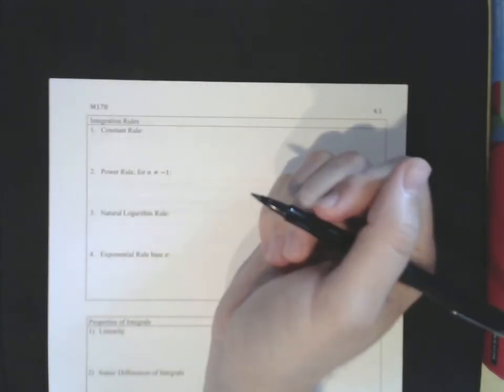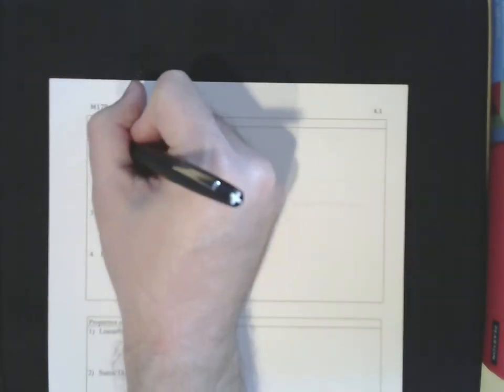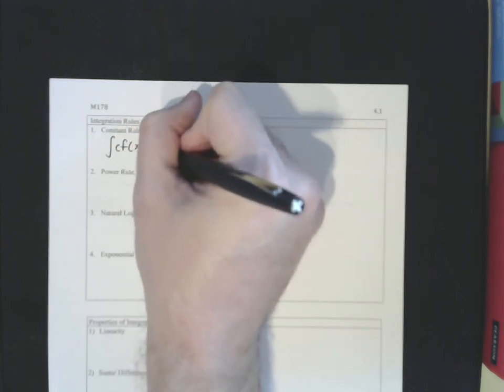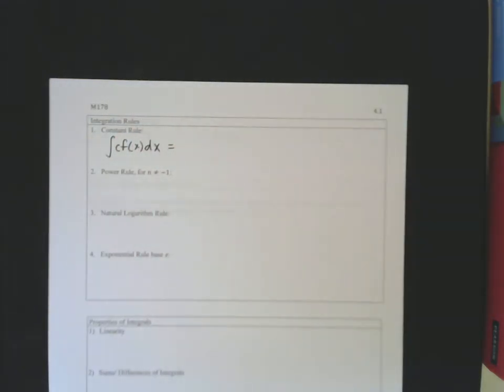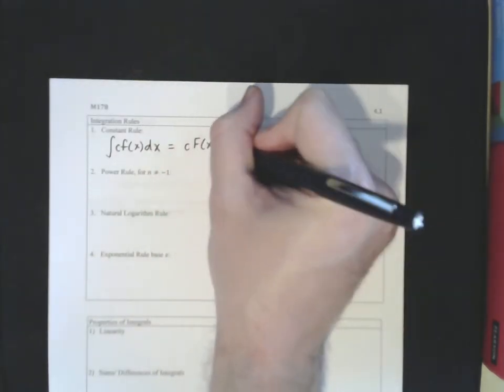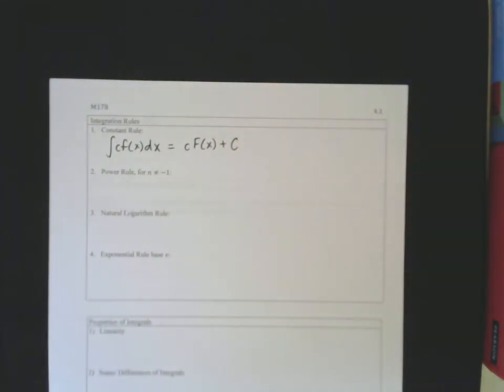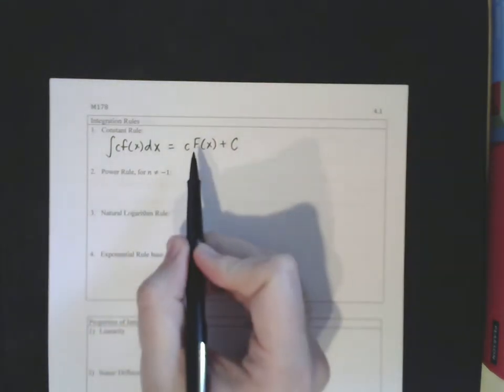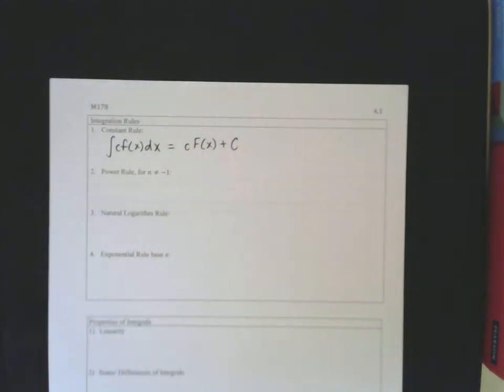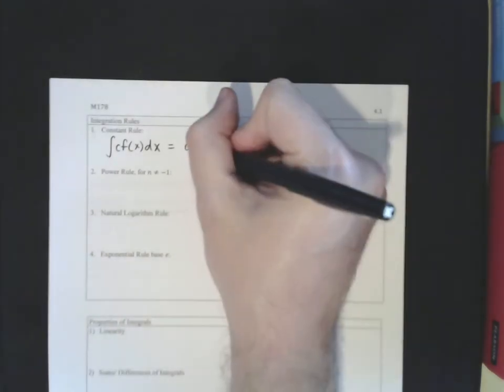So constant rule, we have two of them. If we integrate a constant times f of x dx, well, we know that derivatives of constants continue through, so it works the same way. Antiderivatives of constants remain the same, so this would be little c times capital F of x plus capital C. Now again, notice the little c doesn't need to get multiplied here because even if you did little c times big C, you could just combine into a new constant. So we just write plus c, and that little c sticks along.